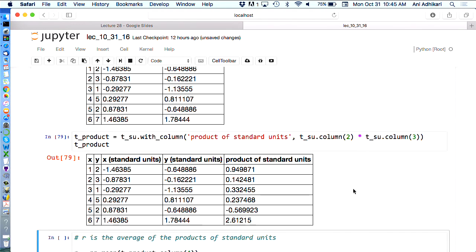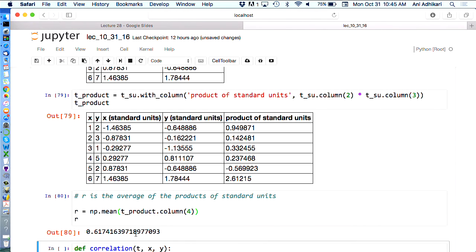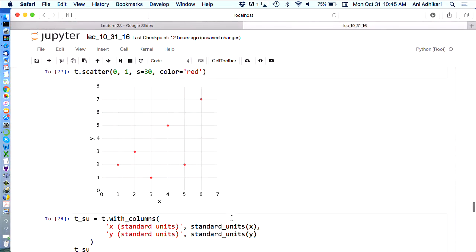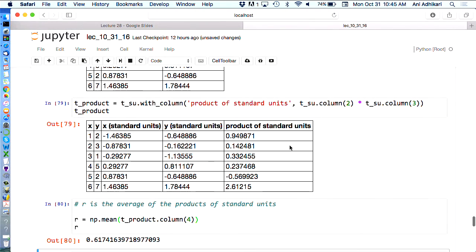Okay? To get R, you take the average of the products. And your answer is 0.61 something, so roughly 0.62, and you had told me by looking at the picture that it's going to be positive and it's not going to be +1, what you get is 0.62. So R is the average of the products of standard units, and once again, that's a formula, and you read it backwards. Step 1, calculate the standard units. Step 2, multiply. Step 3, take the average. You've got R.